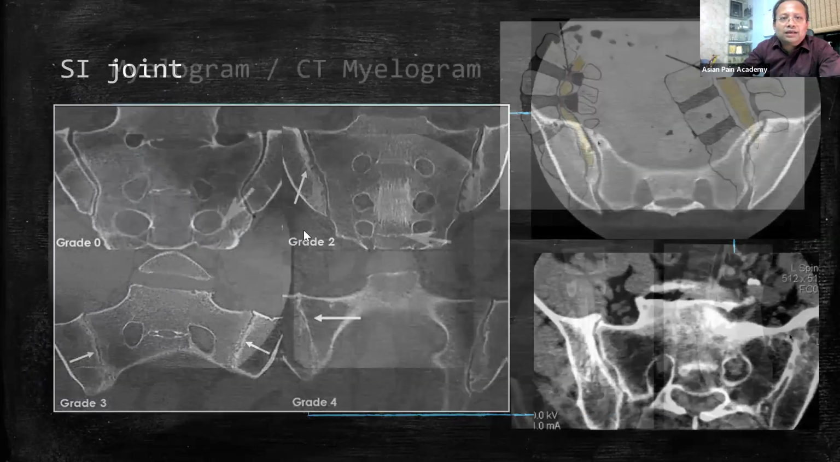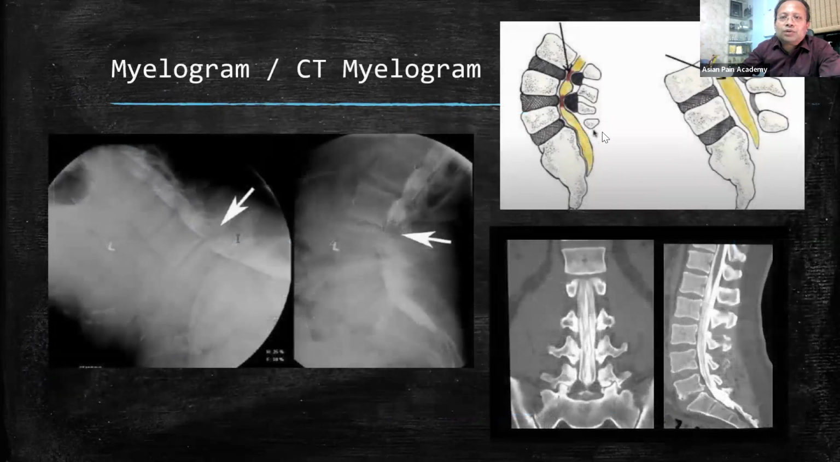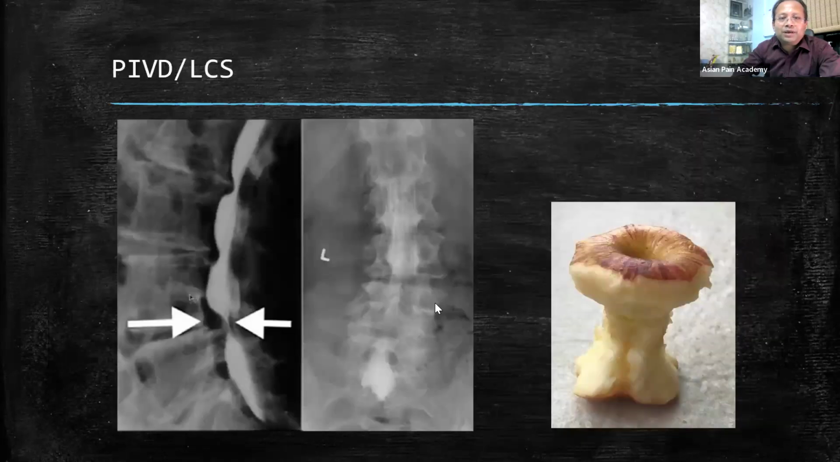Okay, myelogram was earlier used to be done to diagnose lumbar canal stenosis. We can see that myelogram will show you this type of picture. This is called beaten apple appearance. Beaten apple. So this white part is the contrast in the CSF, and then it is compressed from both the sides.